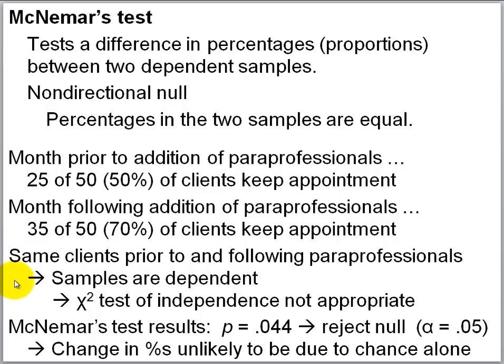And again, our samples are dependent. You would carry out McNemar's test, and in this situation, with the non-directional hypothesis pair, p calculates to 0.044, and that is indeed less than 0.05. We'll presume that was our selected significance level, so we would reject the null that pre-paraprofessional and post-paraprofessional percentages are equal. The change in percentages in this example is indeed unlikely to be due simply to chance.